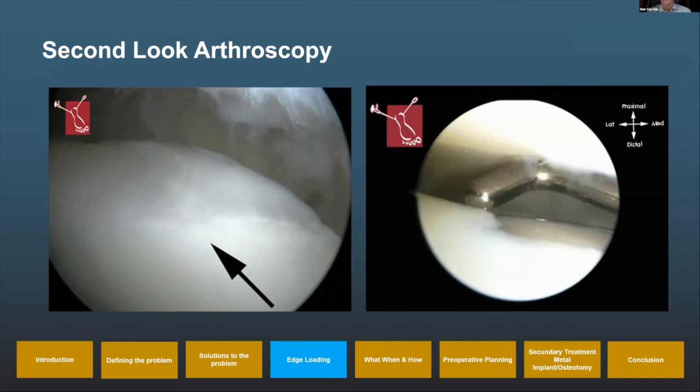edges. What you should not do when you place a metal implant is place it too proud, like on the right side, because then it will not be covered, and then you might have symptoms because of compression of the distal tibia plafond.